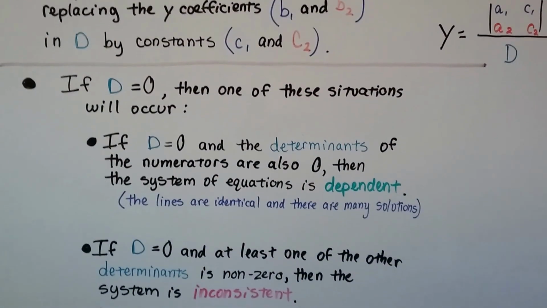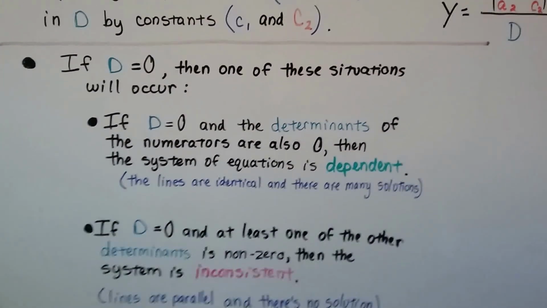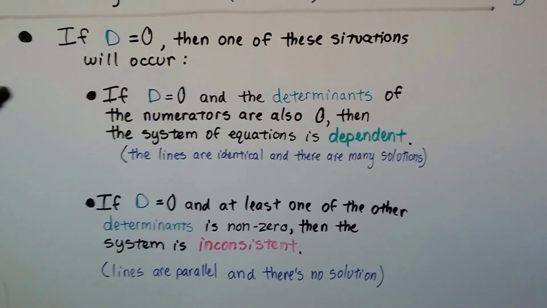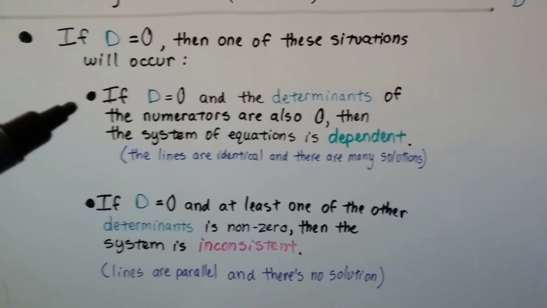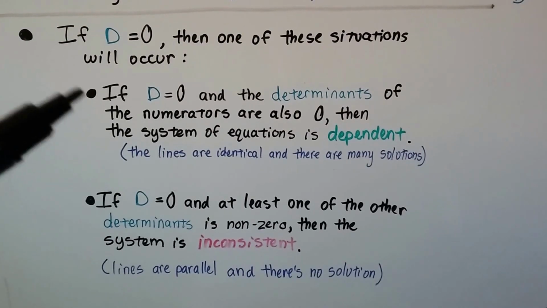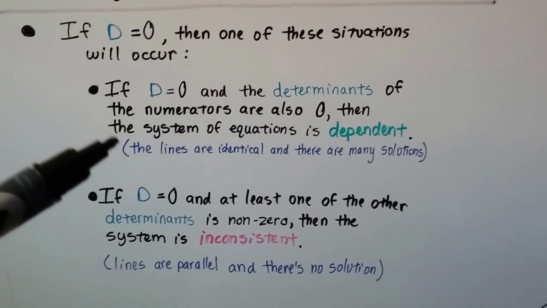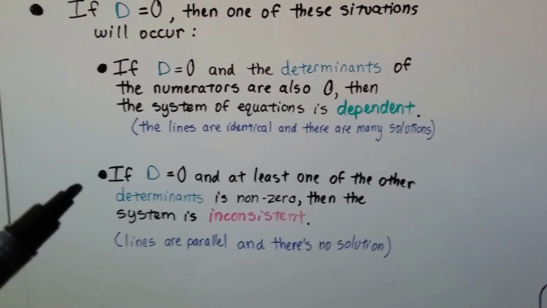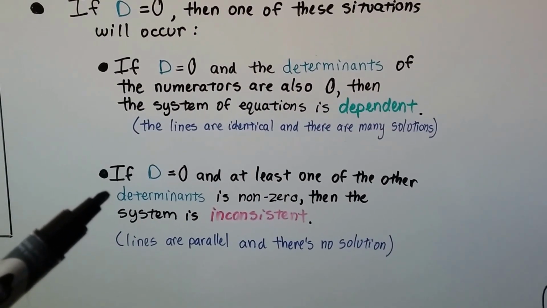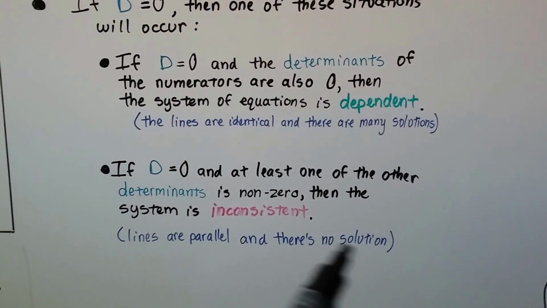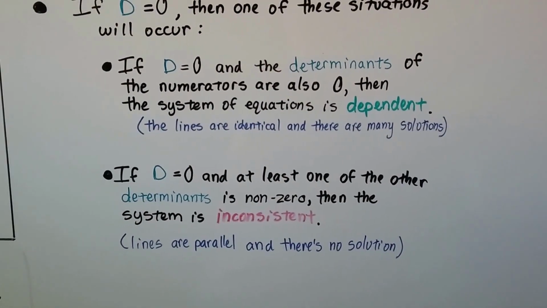Now, if D is a 0, then one of these situations is going to occur. If D is a 0 and the determinants of the numerators are also a 0, then the system of equations is dependent. That means the lines are identical and there's many solutions. If D is a 0 and at least one of the other determinants is non-zero, then the system is inconsistent. That means the lines are parallel and there's no solution. All right? So stick with me.